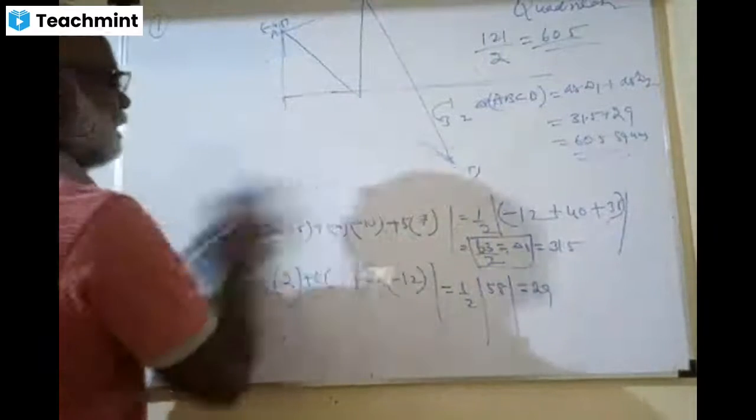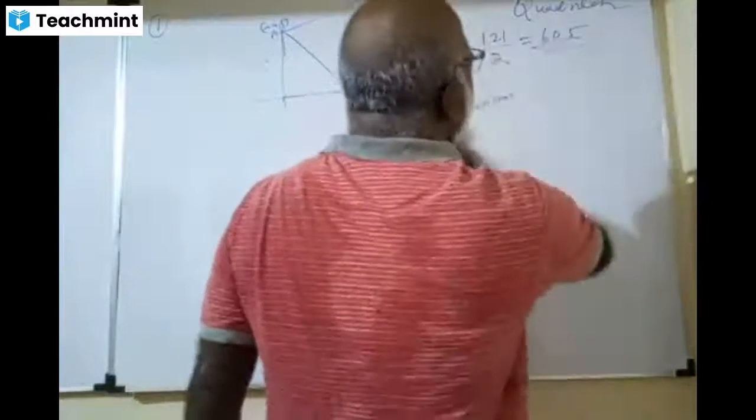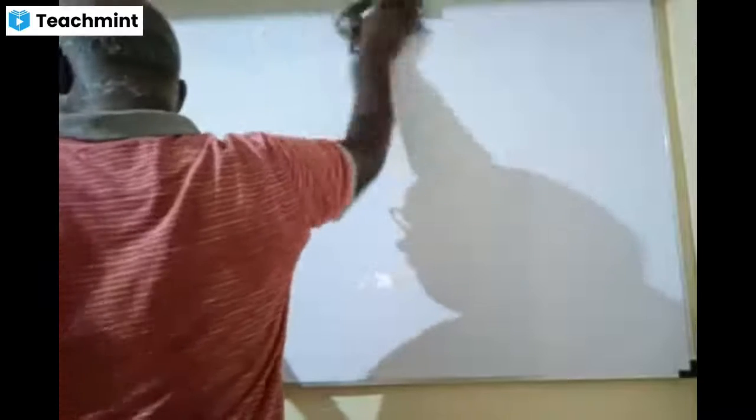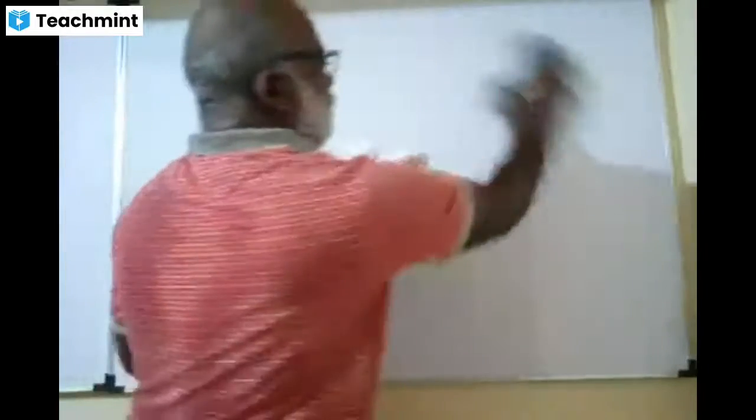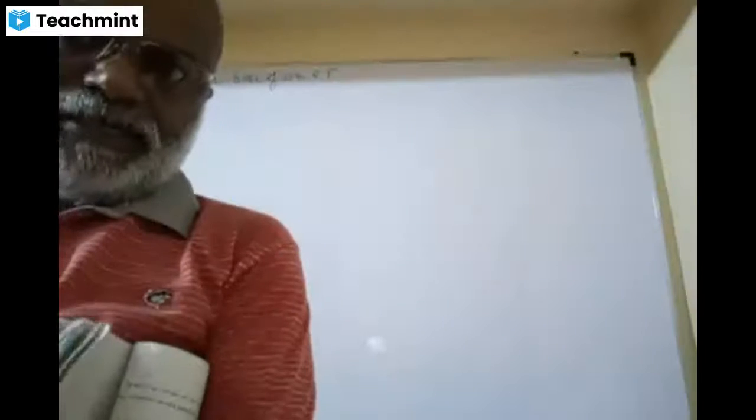Very, very interesting questions. The first one, of course, was a direct formula for the area of a triangle. Friends, question number 2 here: the base of an equilateral triangle.